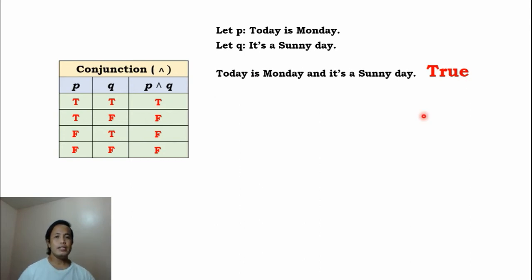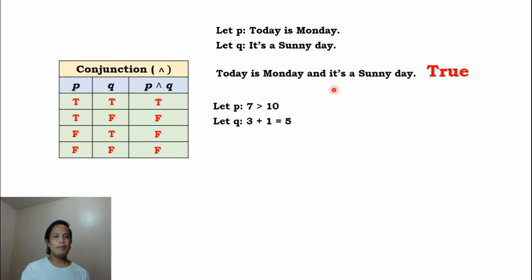If today is not Monday, let us assume that today is not Monday. So this statement would be false. It's either under these two rows. If today is not Monday and it's a sunny day, therefore this is a true statement. The Q is a true statement while Monday or the P is not a true statement or is a false statement. So that falls under this row. So the P is a false statement. The Q is a true statement. So the whole compound statement could be false.